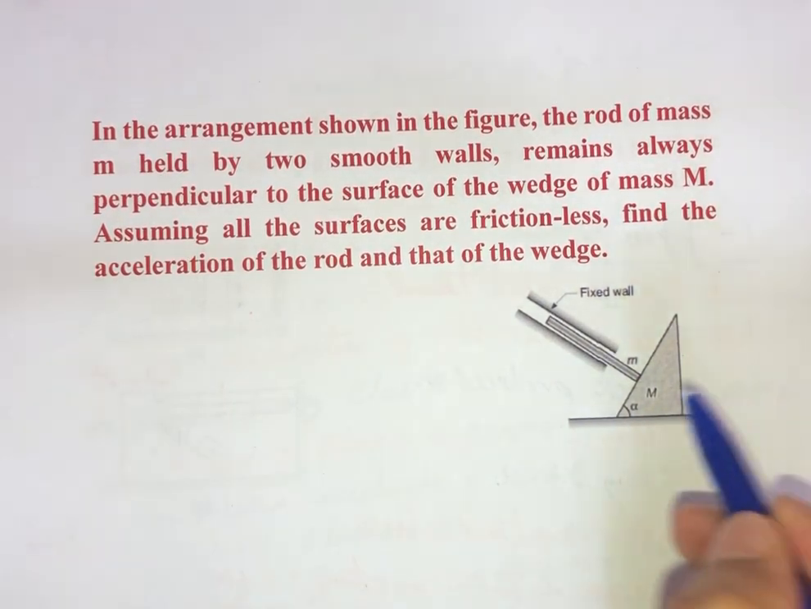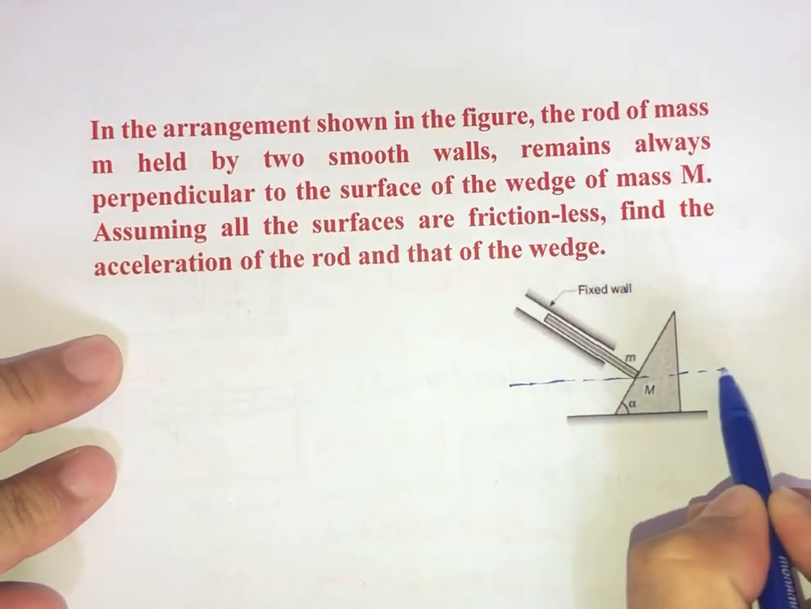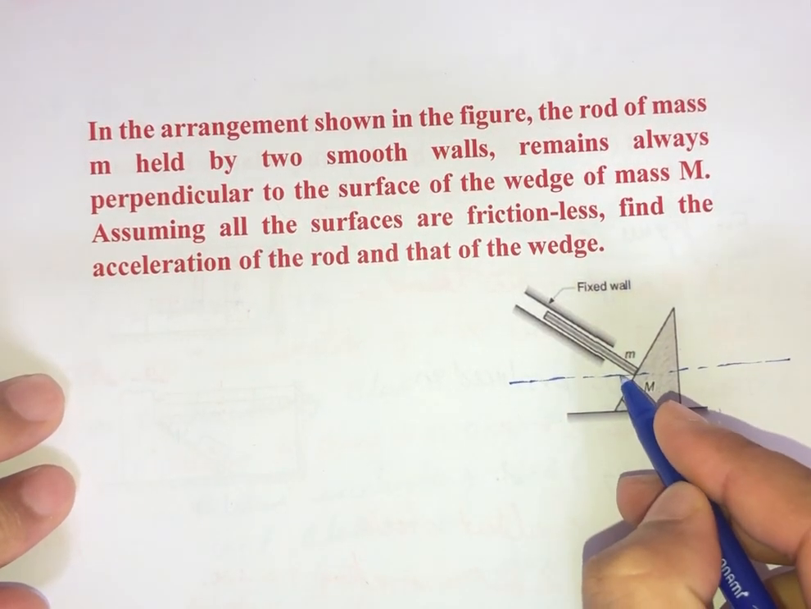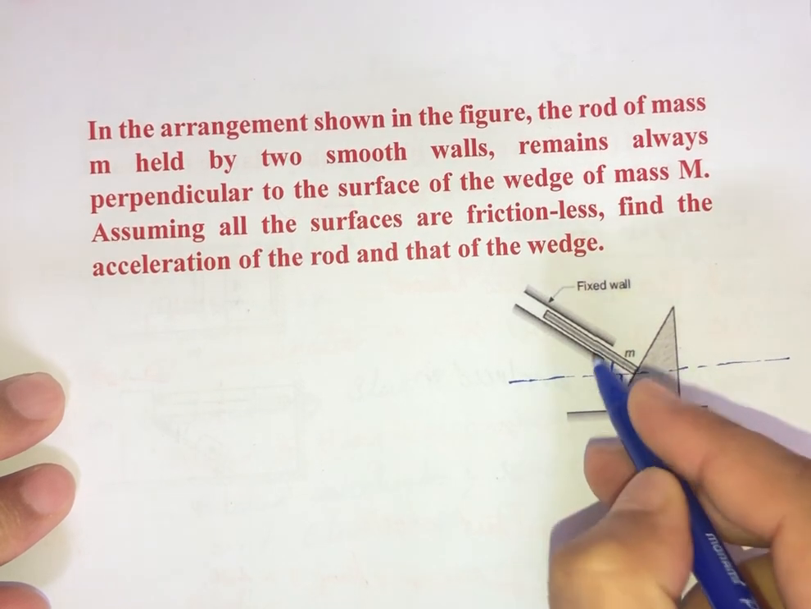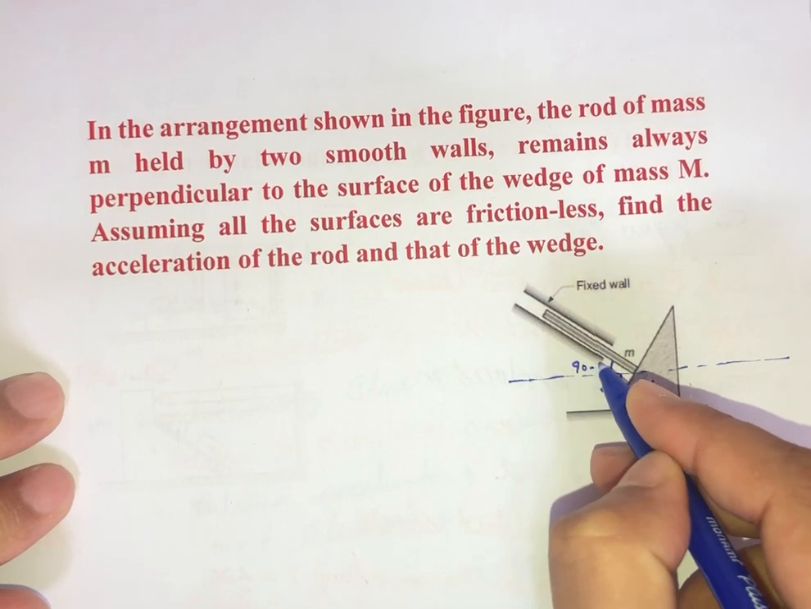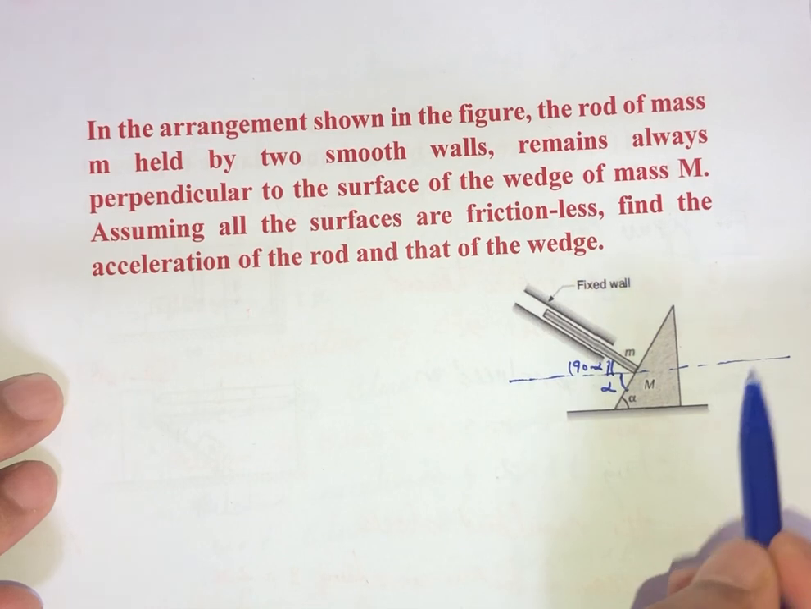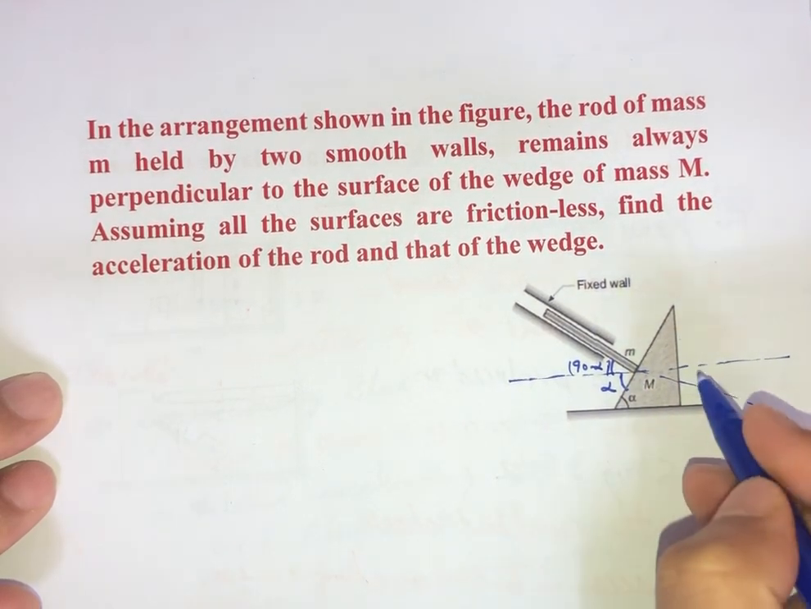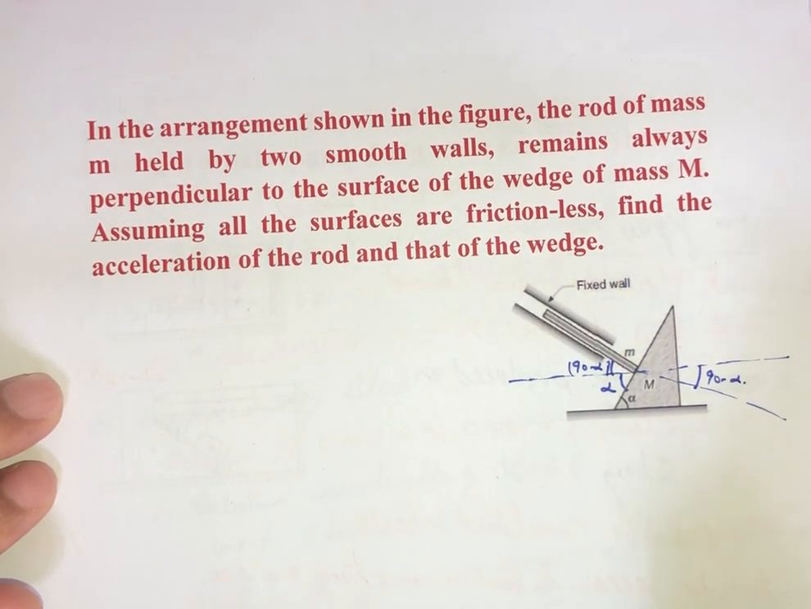What we do, let us first of all draw a line parallel. So obviously this angle we are going to get will be alpha, and this angle we are going to get 90 minus alpha. Okay, so let us extend this one. So we are going to get this angle also 90 minus alpha.